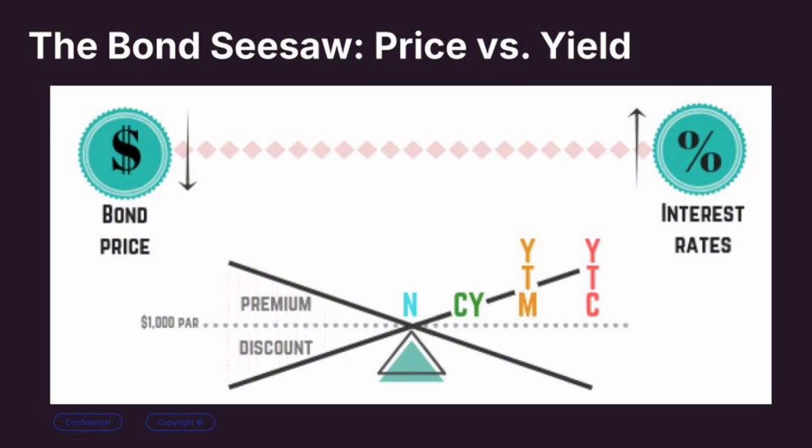Think of it this way. The seesaw doesn't just show price versus rates. It shows you which yield measure gives you the highest or lowest number, depending on whether you paid a premium or a discount. That's the relationship you need to know for the test.